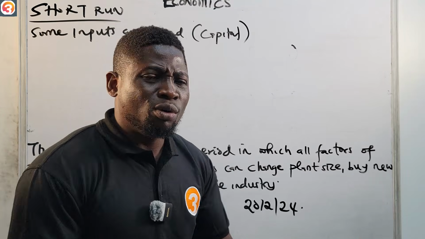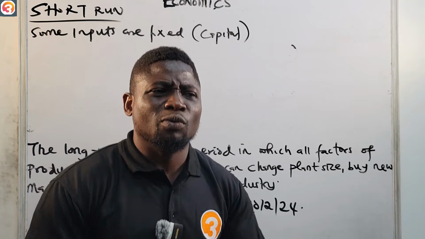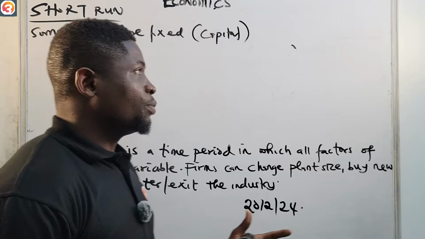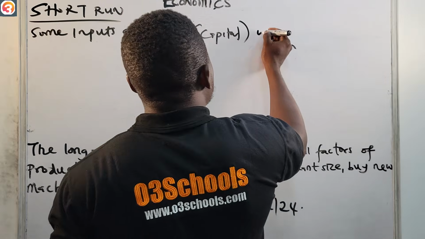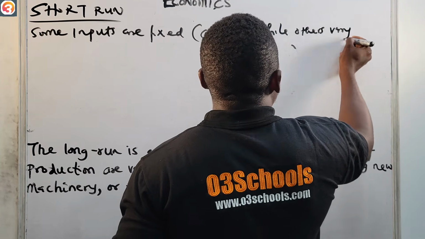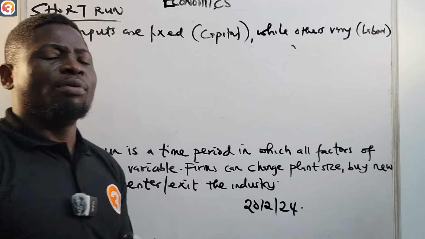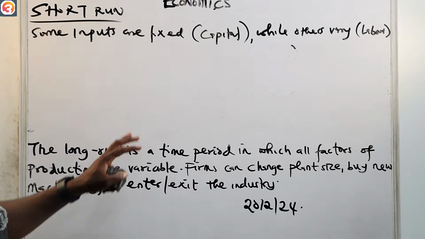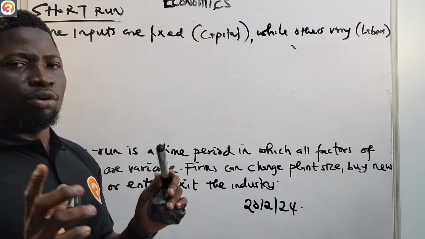Come and see what you can do first for this period of time, pending when we have enough capital to build a bigger plant. That is short run. So some inputs are fixed, which is capital, while others vary, which is labor. So you can say, let me hire more laborers so that we can at least produce more. It's as simple as ABC. That is one of the key characteristics of the short run production process.